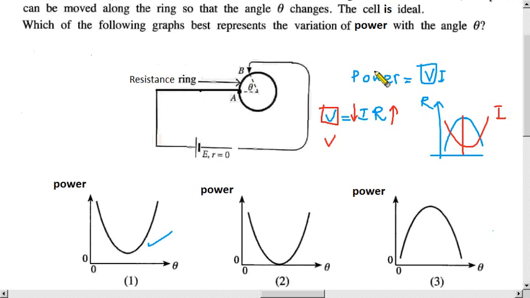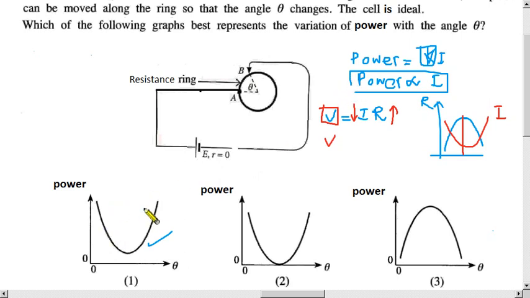So if this one is constant, we can write then what? We can write like this: power is proportional to I, because we can write this constant as K, a proportionality constant. So we can get this one. So that is the shape of the graph. They ask power, so power is proportional to I. We already just now discussed that the current is decreasing in the first portion and increasing in the second portion. So that is the change in I. So power also should be like that. So this one is the answer.